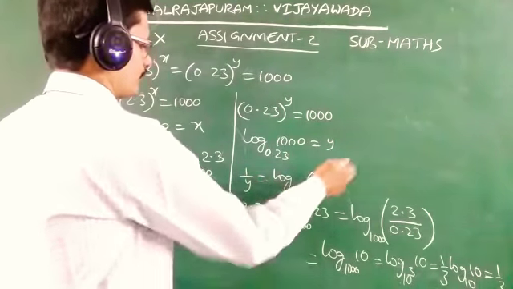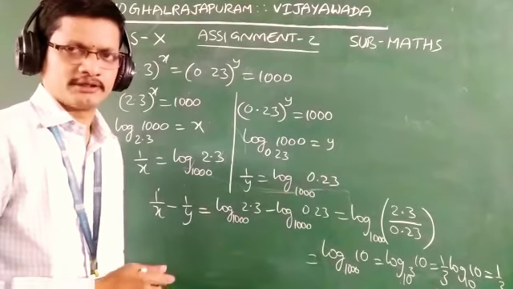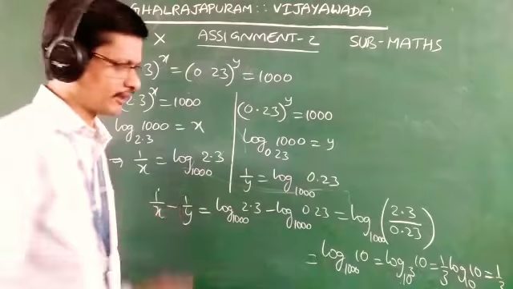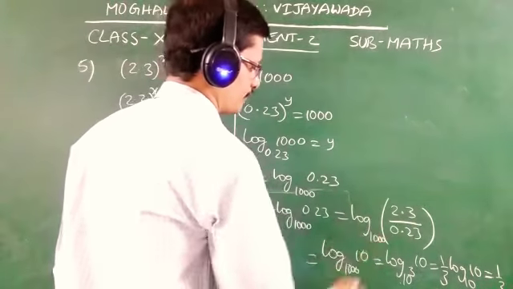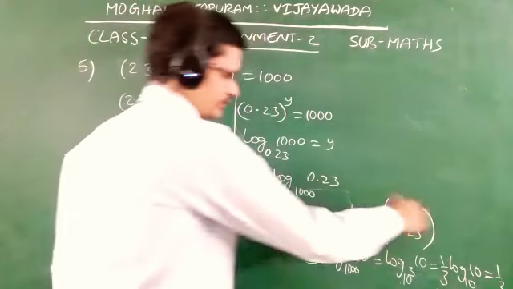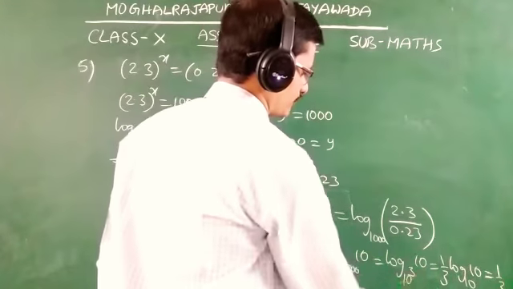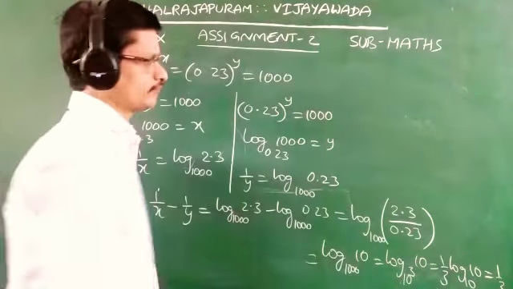1 by x minus 1 by y. What is the formula here we used? Log a minus log b is equal to log a by b. So log (2.3 by 0.23) base 1000. So this is 10. So log 10 base 1000. 1000 is nothing but 10 cube. Log 10 to base 10 cube. 1 by 3 log 10 base 10.